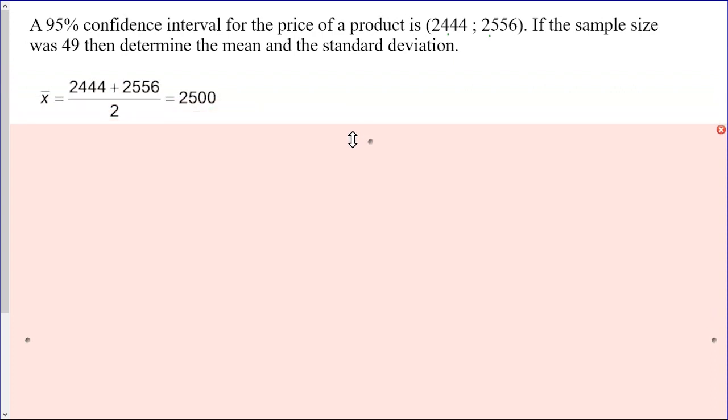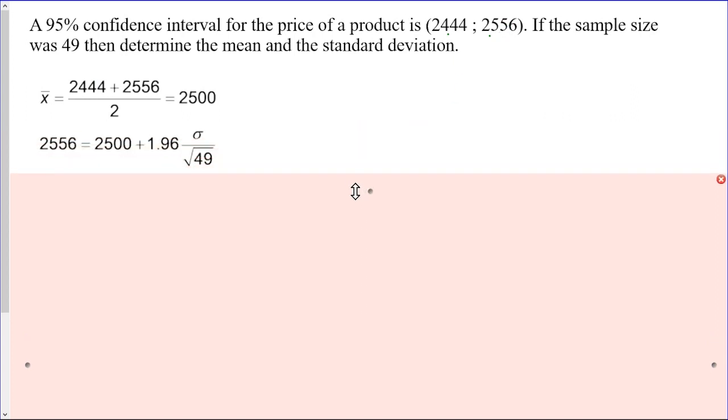Now remember that we get our upper value by taking our mean plus Z sigma over root n, n being the sample size, and that we know our upper value is 2556, and the only variable left in here now is sigma, and I can work that out. I could just as easily have gone minus and gone with my lower value of 2444.